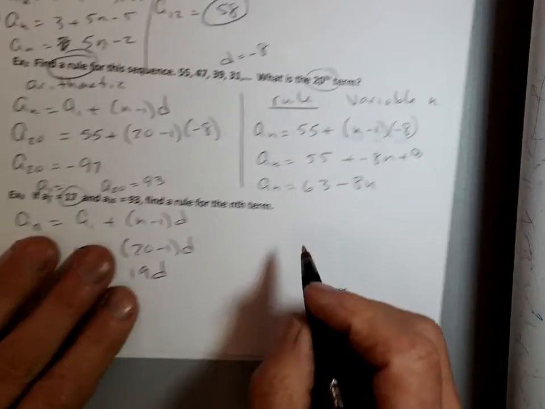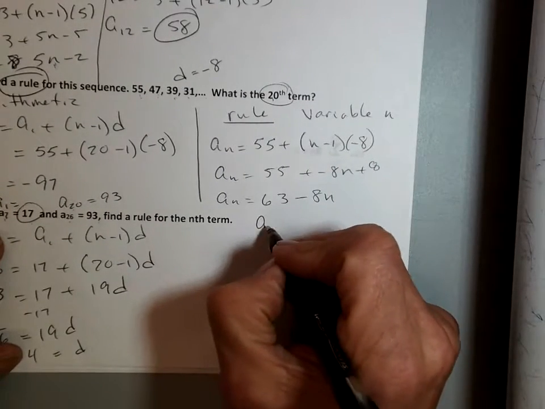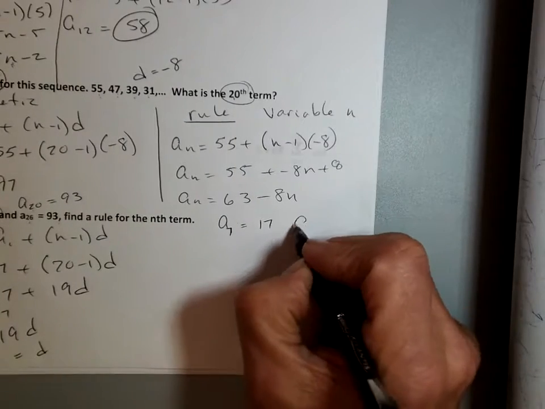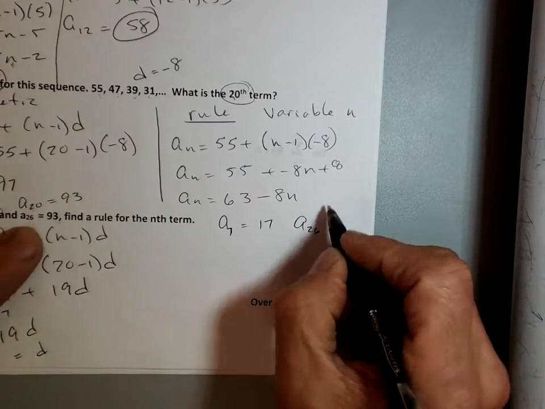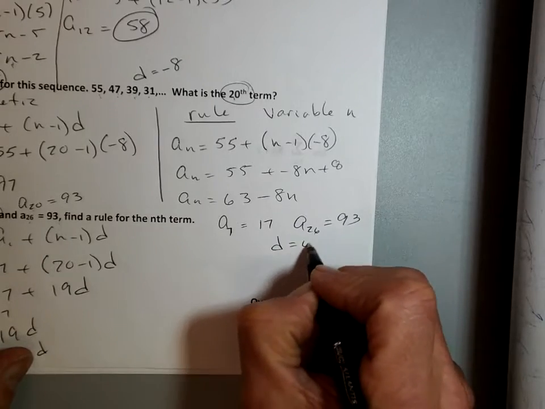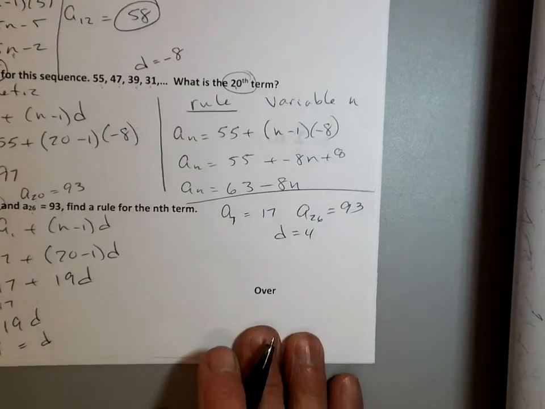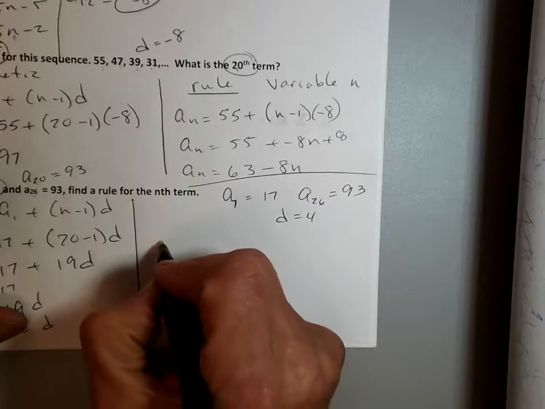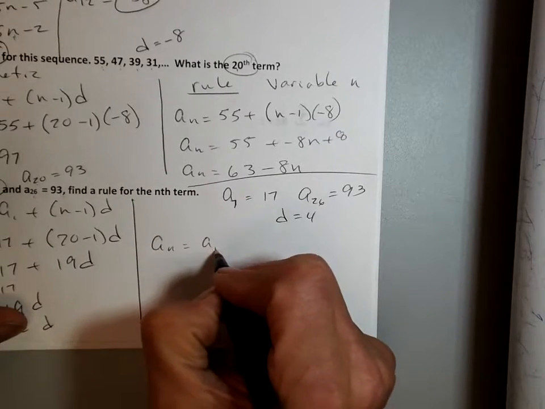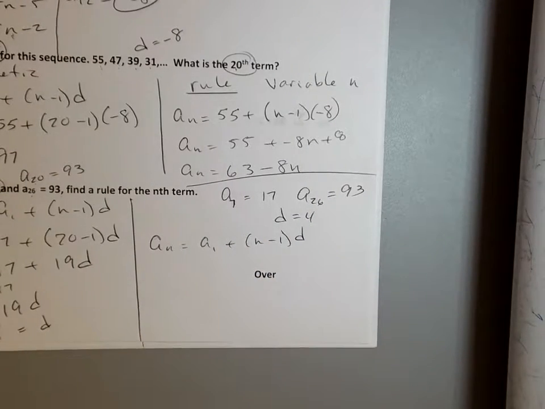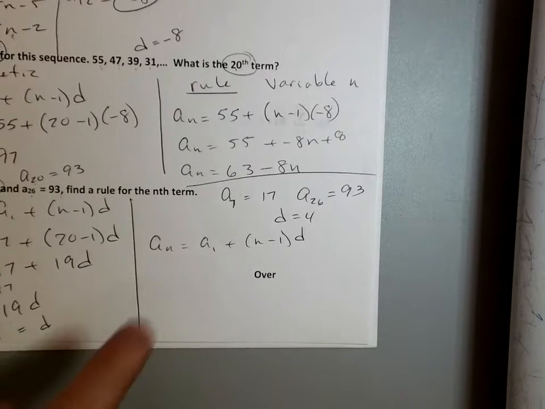If I use my formula to go back to what I know, A7 is 17, A26 is 93, and D is 4. This is a hard problem. This is what I know. My formula says A of n equals A1 plus n minus 1 times D. Am I going too fast? No. Okay, let's find A1.